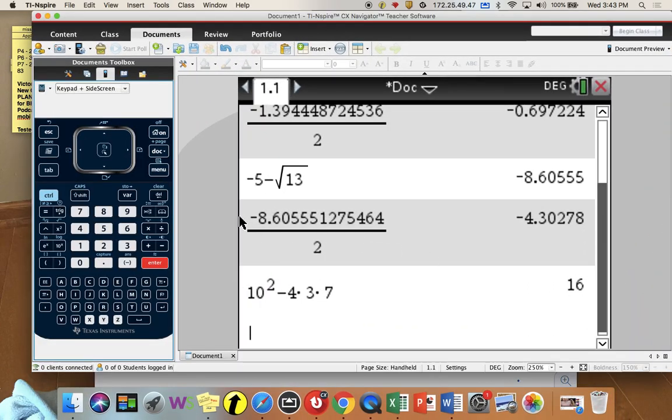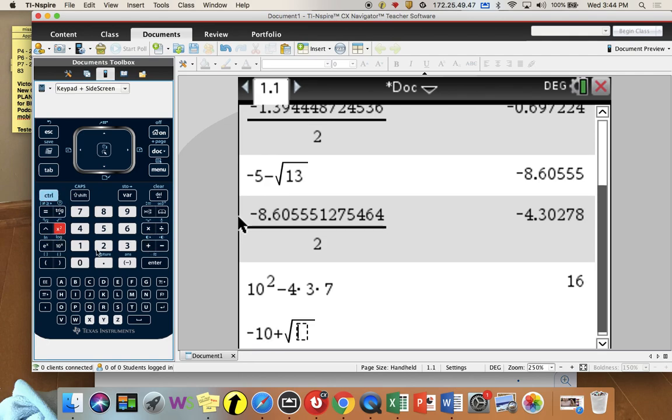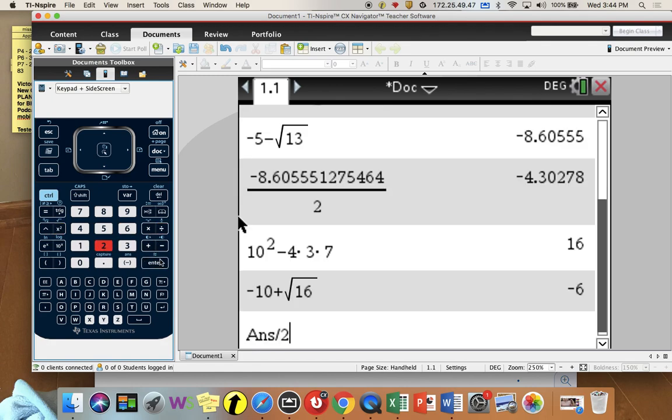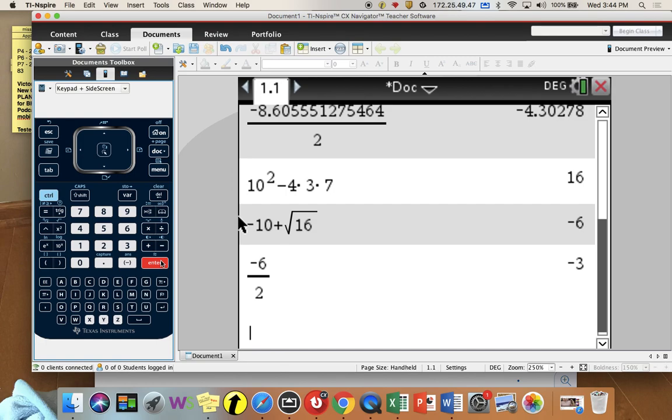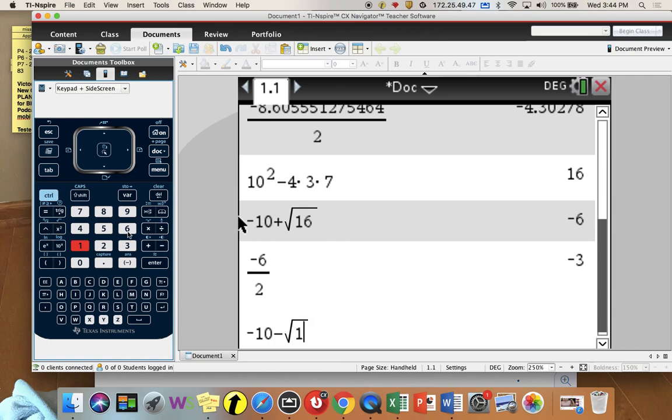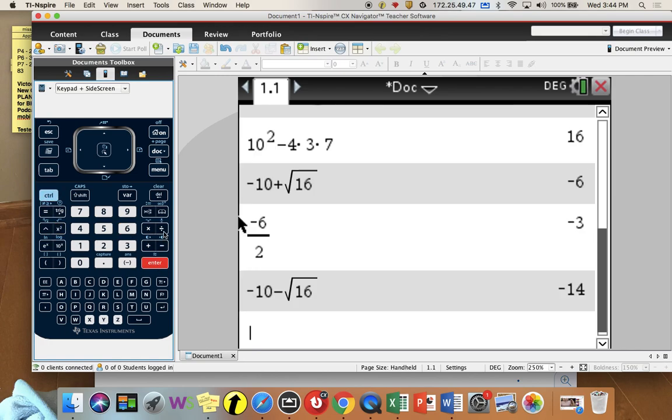So again, the two places that it crosses. So we have negative 10 plus the square root of 16, or I could have put 4. Hit enter, divide by 2. So negative 3 is one of our zeros, and then negative 10 minus the square root of 16, or 4, divided by, oh, it's divided by 6. I divided by 2, so I have to redo that one, sorry. So divided by 6.